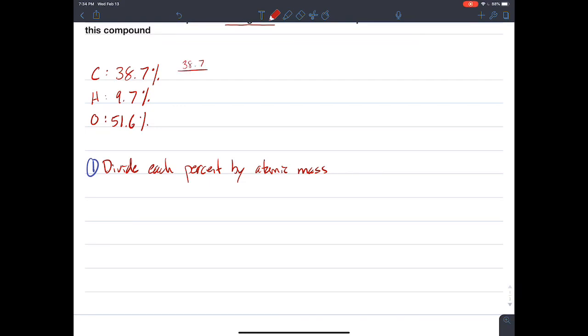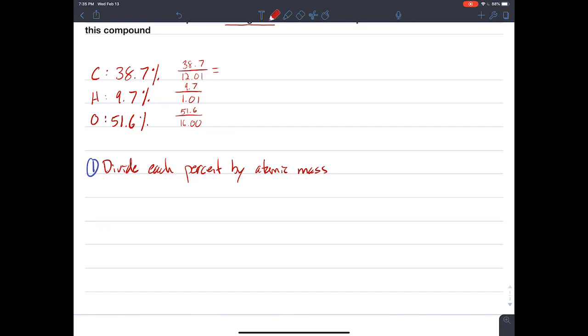38.7 is the percent value, dividing it by the atomic mass, which is 12.01. For hydrogen, I have 9.7 for the percent value, and its atomic mass is 1.01. For oxygen, I have 51.6 for the percent value, and its atomic mass, 16.00. Okay, so I'm going to divide all of these by the atomic mass. I have here for carbon, hydrogen, and oxygen the percent divided by atomic mass. Okay, so that is what I'm doing here.